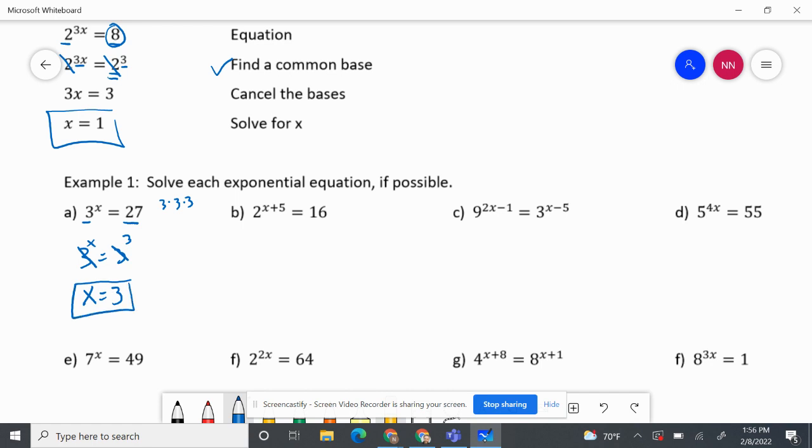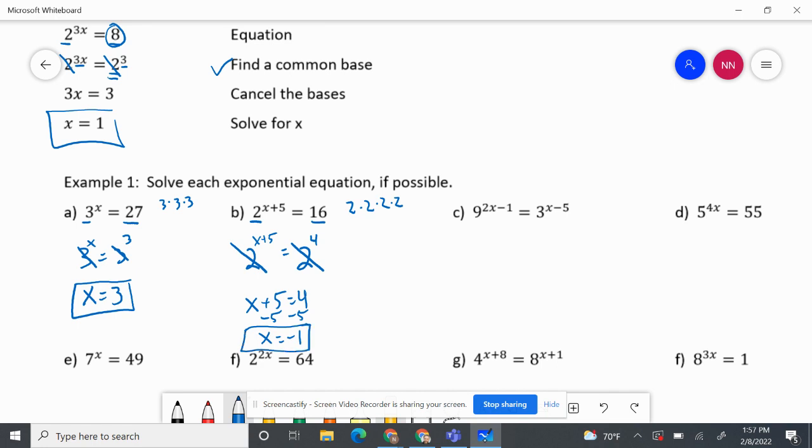For letter B, what we need is a common base. We have 2 and 16. So the common base would be 2. We have the x plus 5 as the exponent, and 2 times 2 times 2 is 8, and another 2 gives us 16. So 2 to the fourth gives us 16. The bases are the same, so they cancel. X plus 5 equals 4. I'm going to subtract the 5, and so my answer is x equals negative 1.